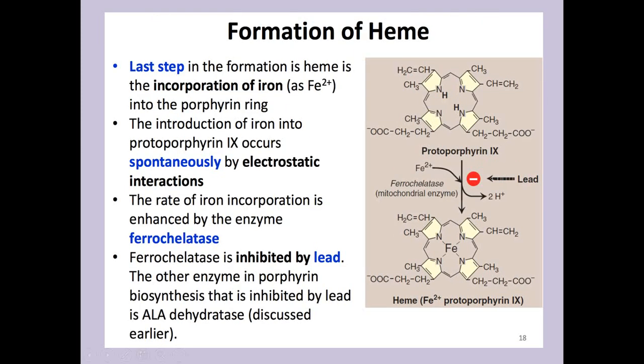The last step in the formation is the incorporation of iron into the porphyrin ring. The introduction of iron into protoporphyrin 9 occurs spontaneously by electrostatic interactions. The rate of iron incorporation is enhanced by the enzyme ferrochelatase. Ferrochelatase is inhibited by lead. The other enzyme in porphyrin biosynthesis that is inhibited by lead is ALA dehydratase, as we have discussed in the second step.